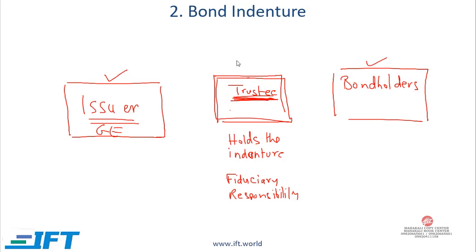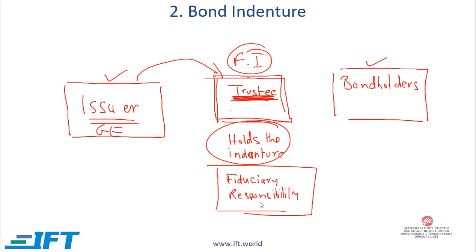This trustee is typically a financial institution. It could be the trust department of a bank. The trustee is appointed by the issuer, and the trustee holds the indenture or the contract document. And the trustee has the fiduciary responsibility for the bondholders. The trustee largely performs administrative duties to make sure that the issuer is following all the rules that are specified in the indenture or the contract.